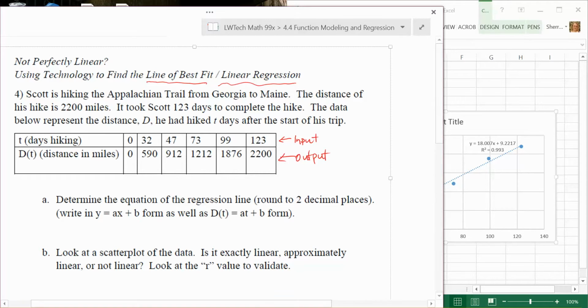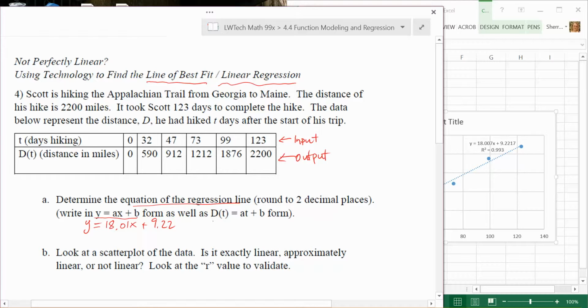First of all, notice that Excel gave us the equation in the form that we need here, where it asks us to write it in the form of y equals ax plus b. So our equation of the regression line, sometimes you'll see it called the line of best fit, is just going to be y equals 18. The problem asked us to round to 2 decimal places, so we'll just say 18.01x plus 9.22. That's going to be our y equals ax plus b form.